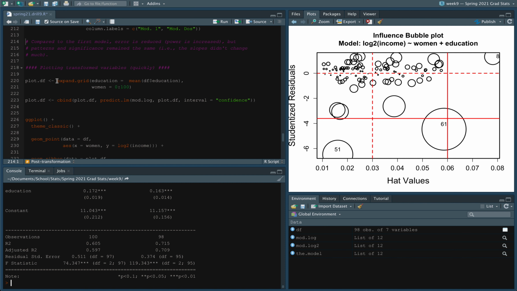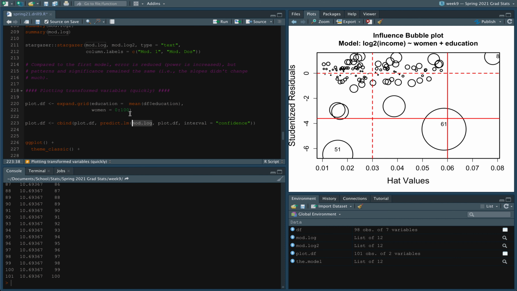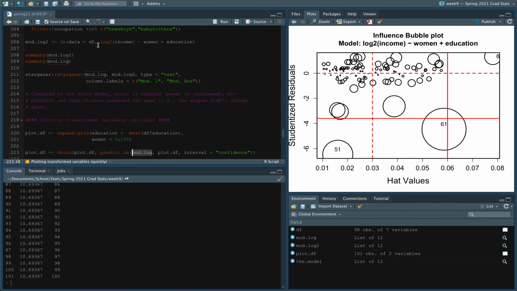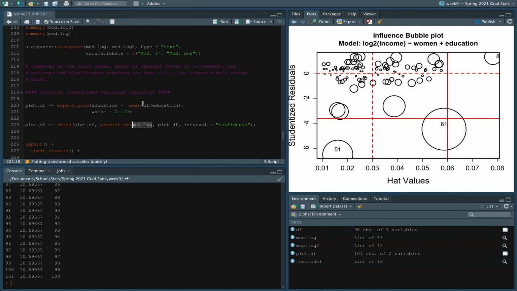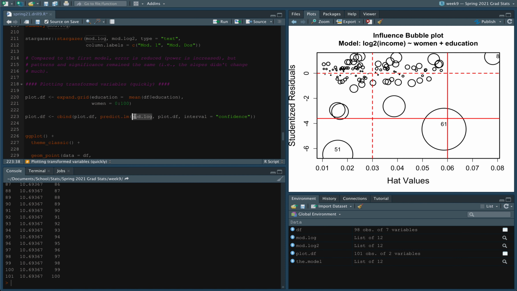Starting with using expand grid, this is just how we've done it before, where we create a data frame. I call it plot DF, where we just take the average of education and then every value of women from 0 to 100%, and then we'll use our predict LM. With predict LM, we want to use our mod log to get our coefficients to do the predictions.